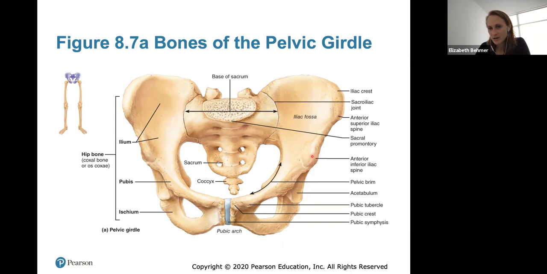You can see other labeling structures here that you will need to know: the anterior inferior iliac spine, the anterior superior iliac spine, the iliac crest. There's other things that we'll show better pictures of, but I think that's all I want to focus on now.